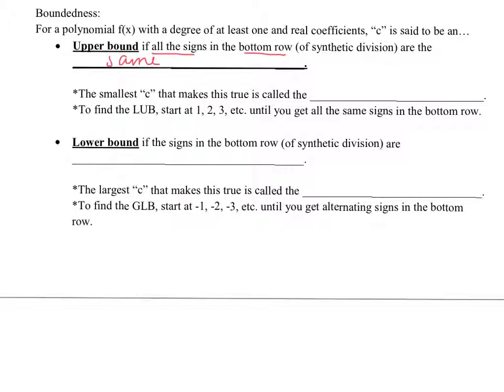Typically, they're going to be all positive. However, they could be all negative. The smallest integer that makes this true is called the least upper bound.